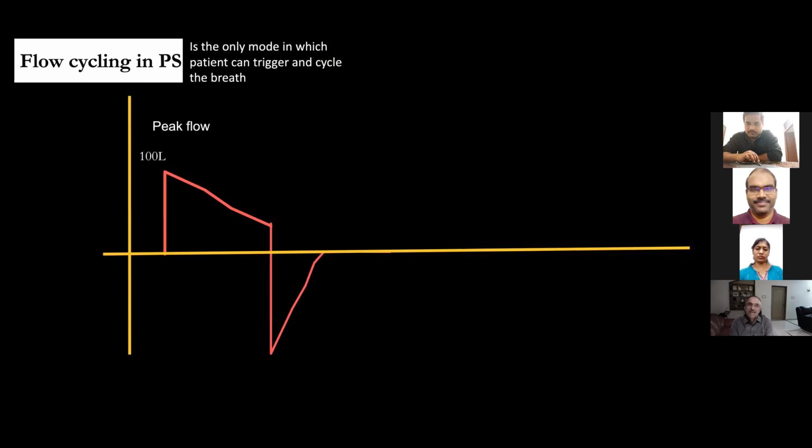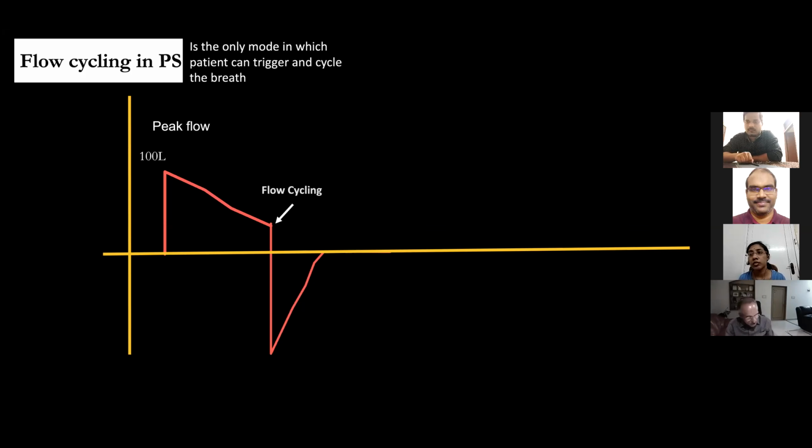This is flow cycling. It estimates the peak inspiratory flow. Say, for example, if your peak inspiratory flow is 40 liters, when the flow starts decelerating and comes to 25% of your 40 liters, it goes into expiration. What is 25% of 40 liters? 10 liters, isn't it? When the flow starts dipping to 10 liters, it goes to the expiratory phase. It opens the expiratory limb and the patient starts breathing out.